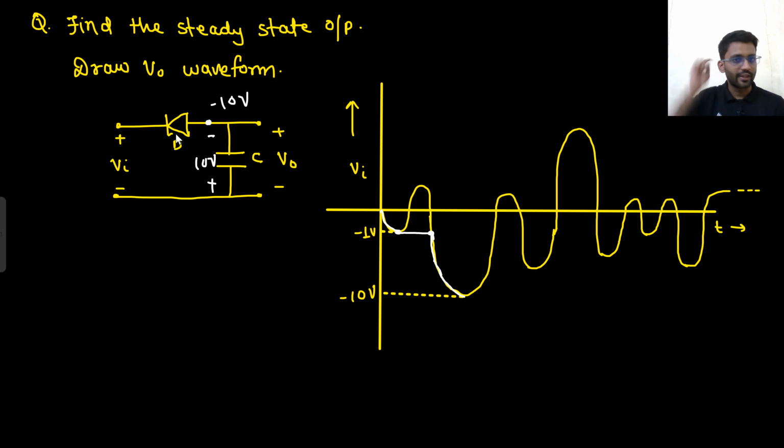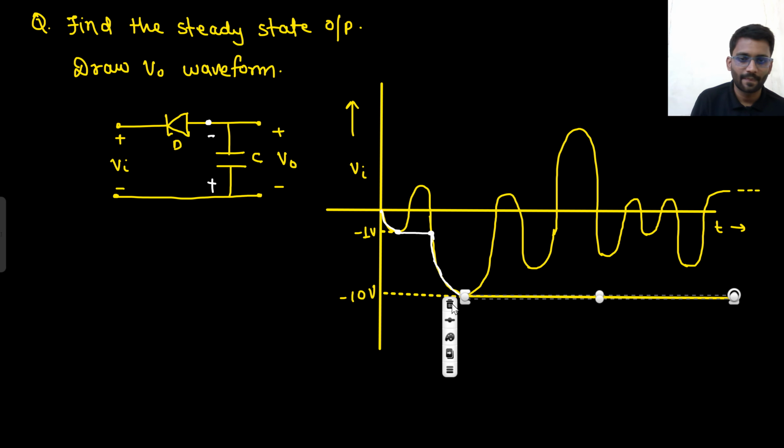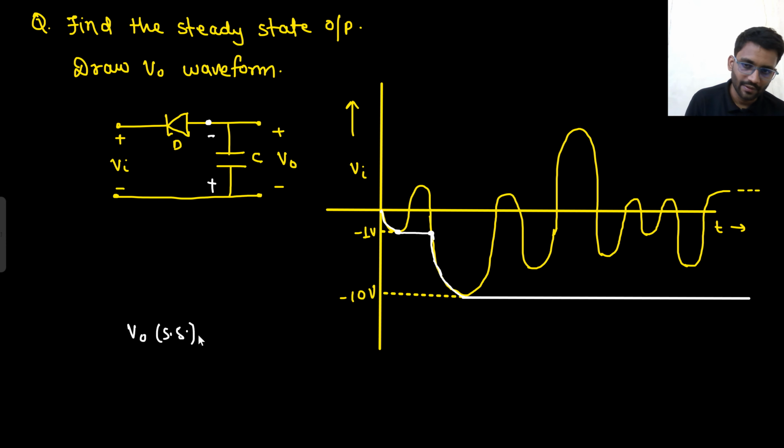Now to turn on the diode, what do you need? You need an input value lesser than minus 10 volt. But is there any input value lesser than minus 10 volt? Here you need at least minus 10.1 volt, then only the diode will be turned on. But is there any value lesser than that? No. So it will just detect the negative peak. So your output will be at minus 10 only, just detecting the negative peak voltage. So your V0 steady state will be minus 10 volt.